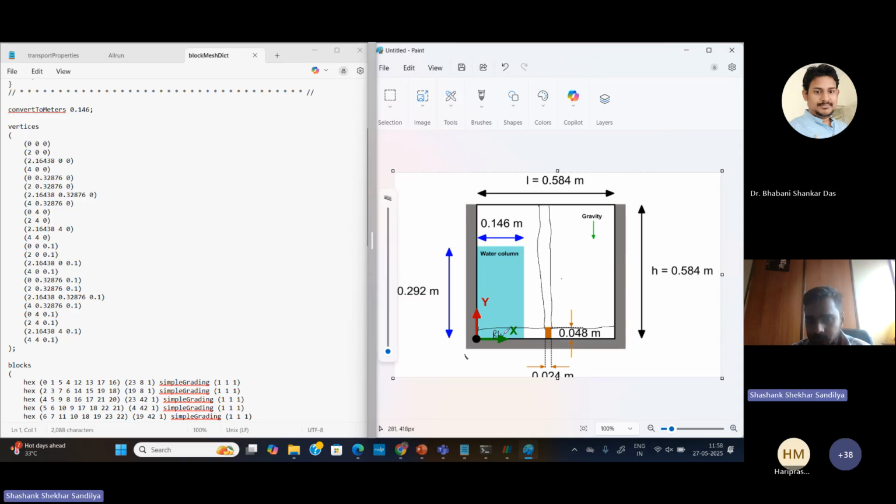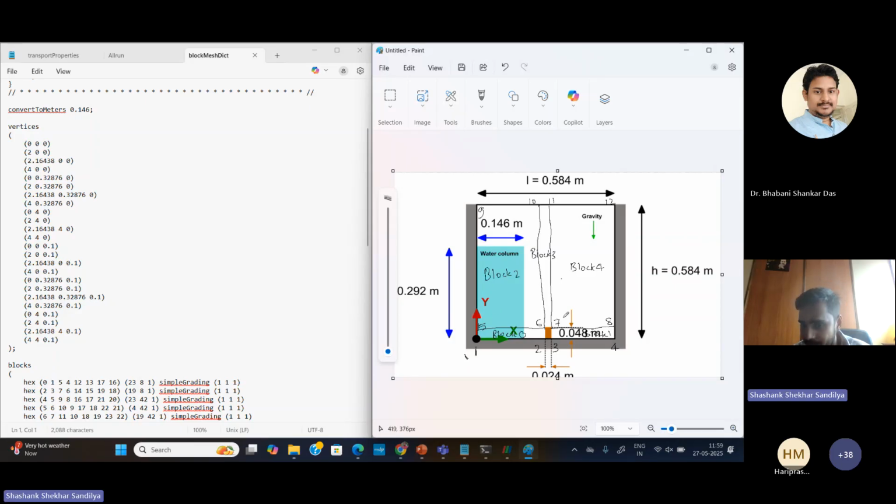So this is our block 1, block 0. Actually, it is starting from 0: block 0, block 1, block 2, block 3, and block 4. Here some coordinates are given. It is starting from this point. So this is coordinate 1, this is coordinate 2, this is coordinate 3, this is coordinate 4, 5, 6, 7, 8, 9, 10, 11, 12. Okay.